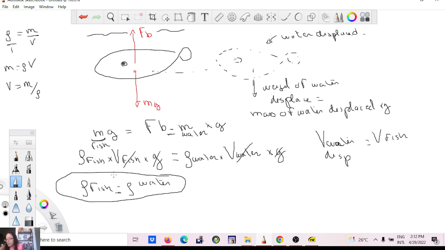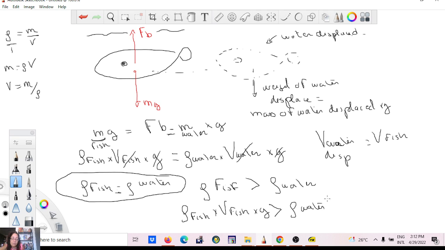What's going to happen now if the density of the fish is greater than the density of water? Then that means the density of the fish times the volume of the fish times g is greater. That will be the weight of your fish here, and then you multiply on both sides the water volume, because this volume equals the volume times g.